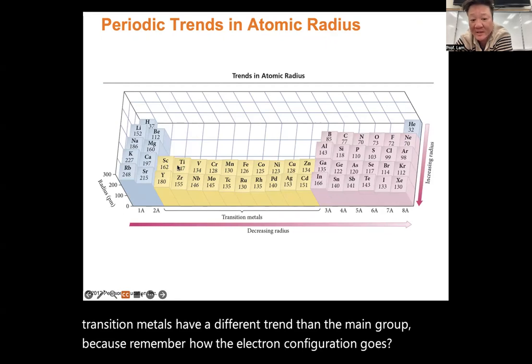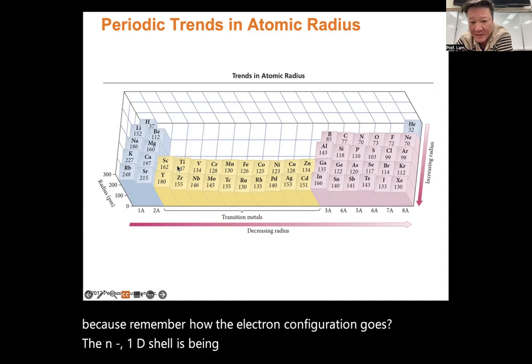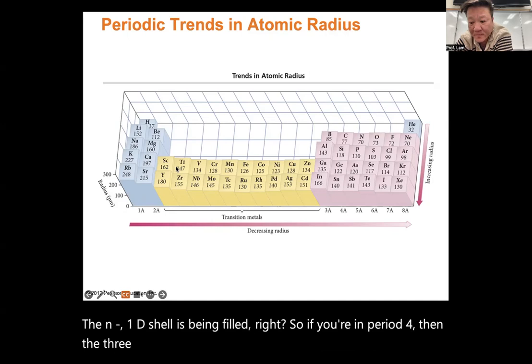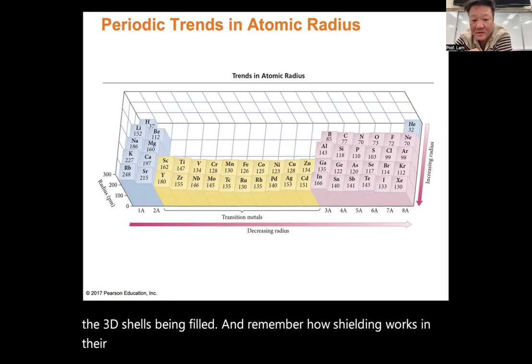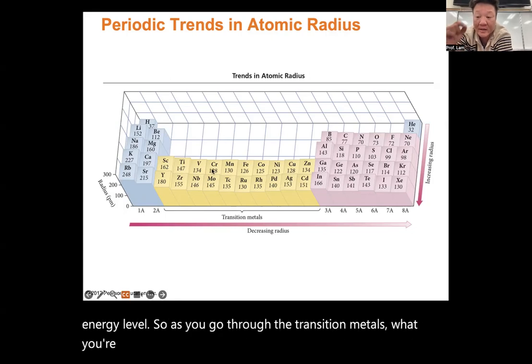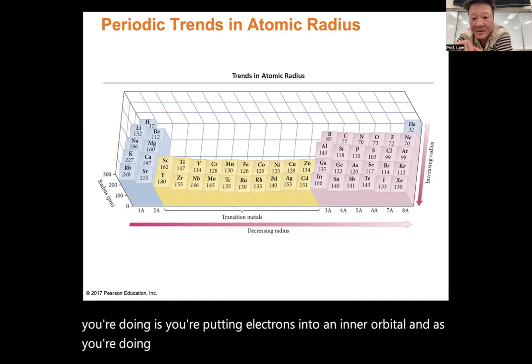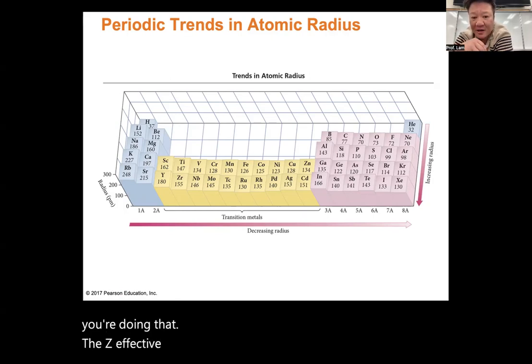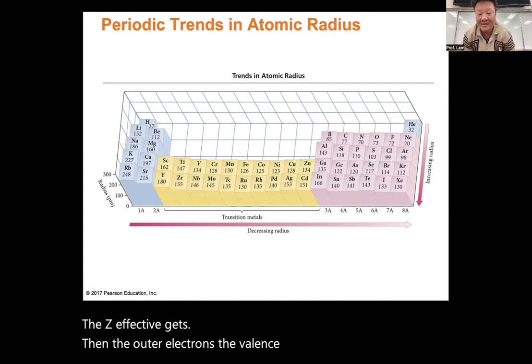The n-1 d shell is being filled, right? So if you're in period 4, then the 3d shell is being filled. And remember how shielding works. Inner electrons shield much better than electrons in the same energy level. So as you go through the transition metals, you're putting electrons into an inner orbital. And as you're doing that, the Z effective gets lessened. So then the outer electrons, the valence electrons, are not held as tightly by the nucleus.